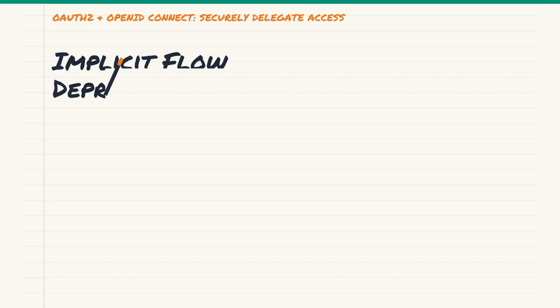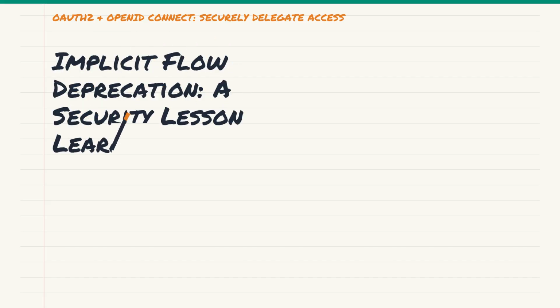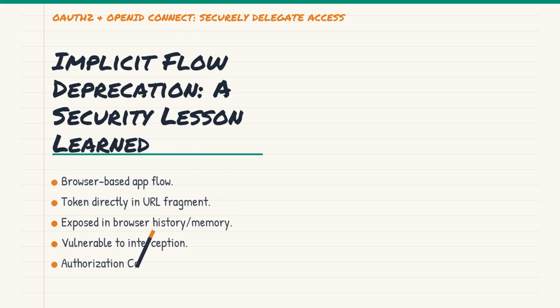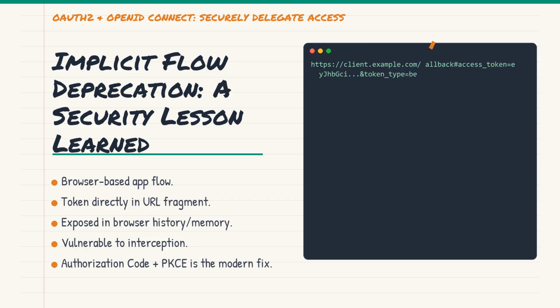We mentioned the implicit grant type earlier, but it's worth re-emphasizing its deprecation. Historically, it was used by browser-based JavaScript applications because they couldn't securely store a client secret. The flow worked by redirecting the user, and the authorization server would append the access token directly to the redirect URI in the browser's address bar. The JavaScript in the page would then parse this token.